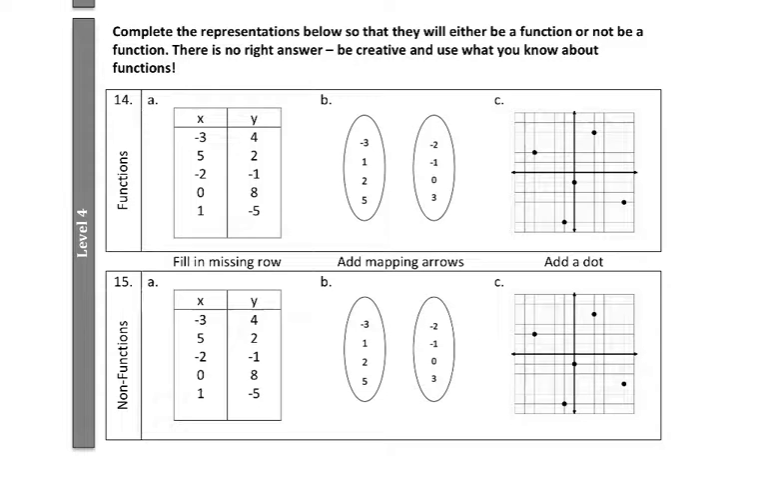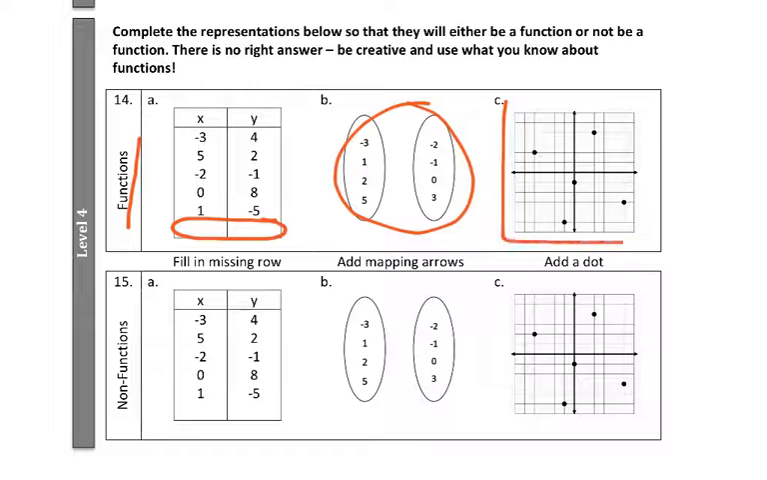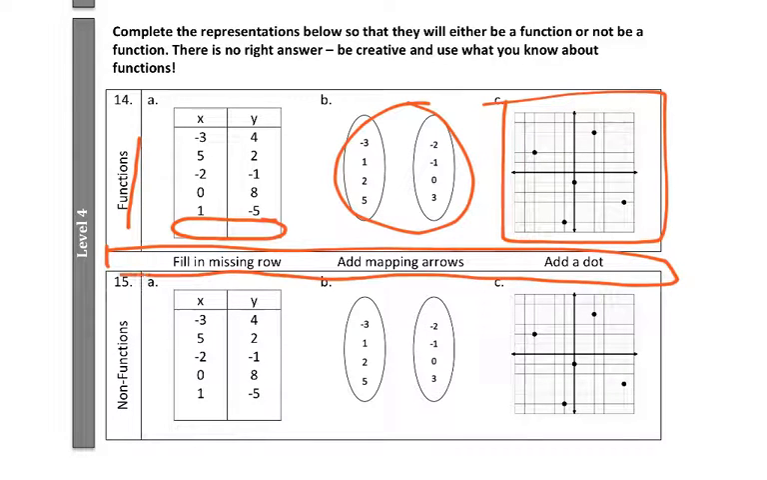So for example, in question 14, you need to finish the representation so that they are functions. In other words, you need to finish the row so that you still have a function. You need to draw arrows so that you do have a function. And you need to put a new dot on the graph so that you have a function. Notice I have those instructions right here. You fill in the missing row, you add mapping arrows, you add a dot.